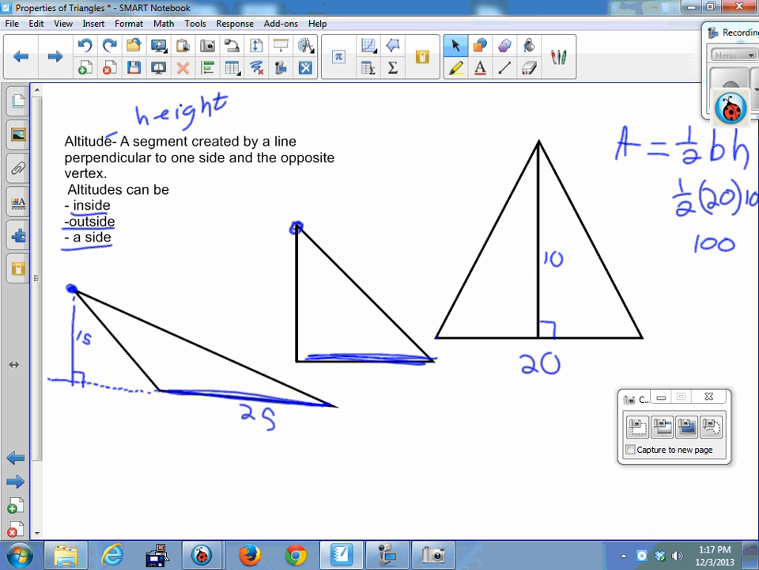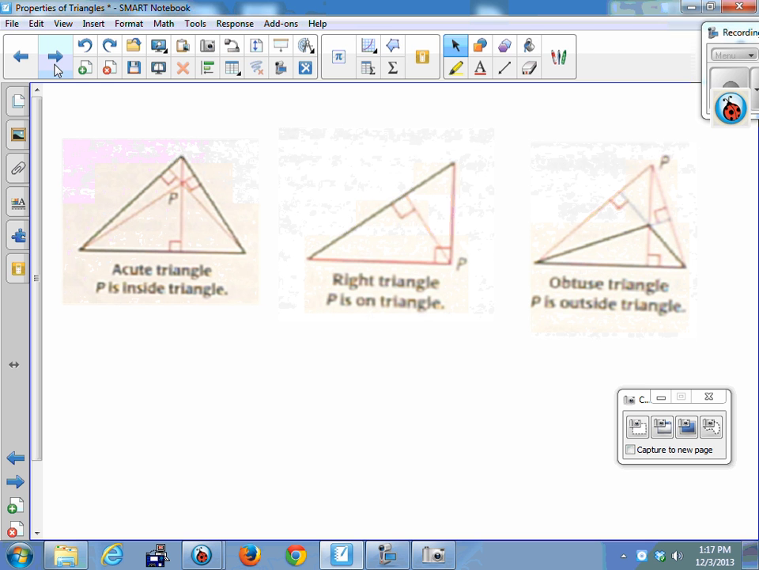Now if you do all three of the altitudes, it follows the rule of what we just said. The acute triangle, we started with this triangle. The acute triangle, the orthocenter is what it's called, is going to be on the inside. For a right triangle, this is P here. So it's going to be on the side of the triangle where they intersect.